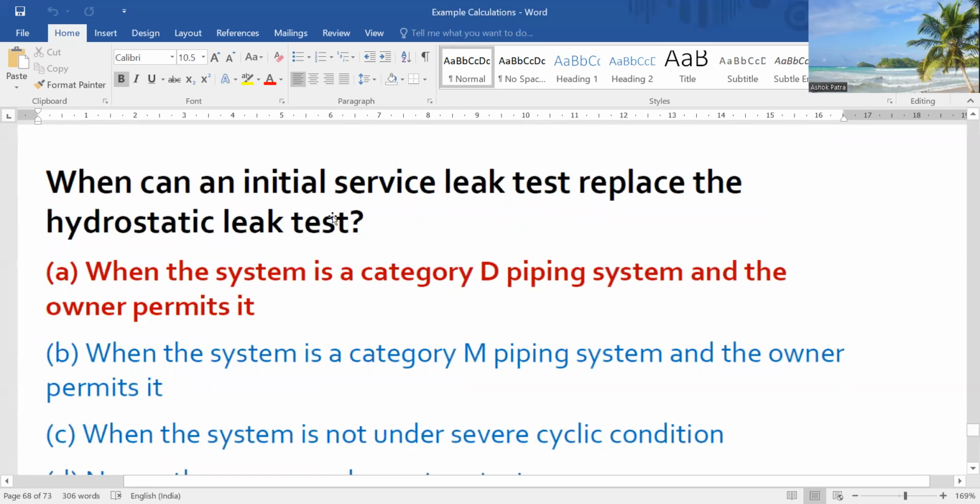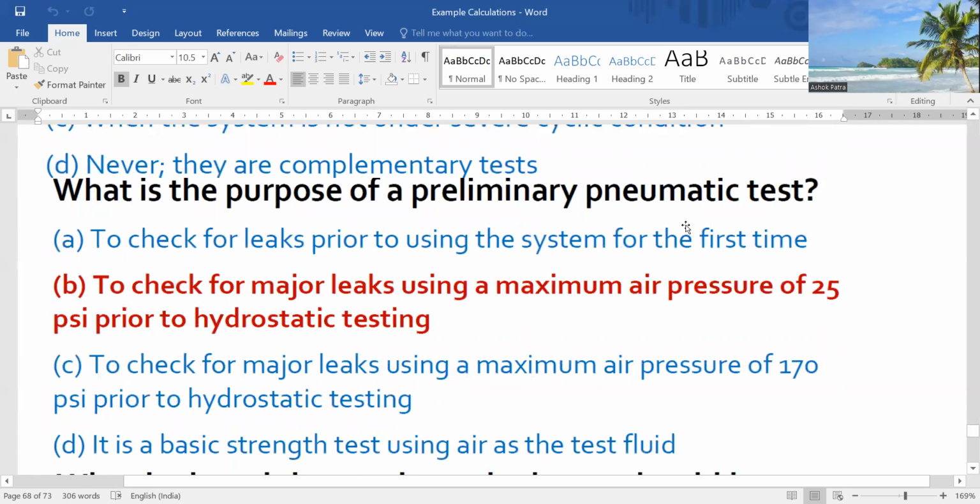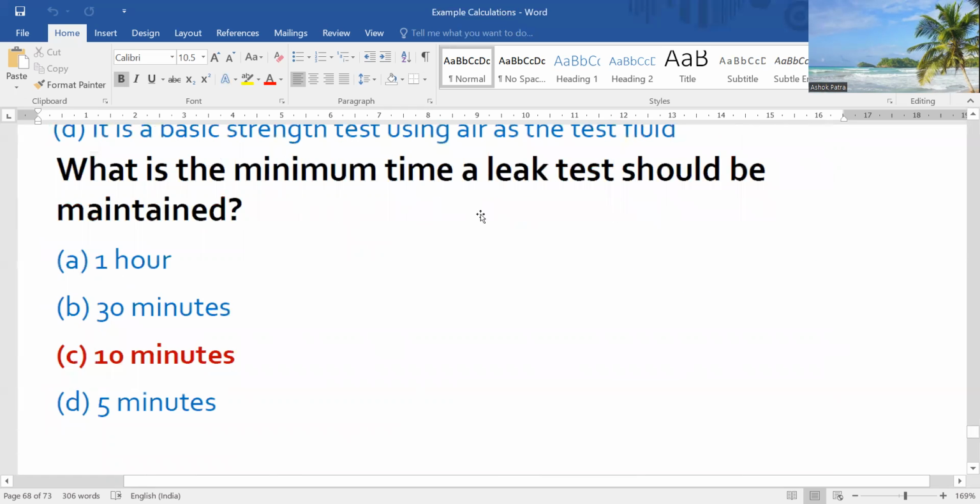When can an initial service leak test replace the hydrostatic leak test? When the system is a category D piping system and the owner permits it. What is the purpose of the preliminary pneumatic test? To check for major leaks using a maximum air pressure of 25 psi prior to hydrostatic testing. What is the minimum time the leak test pressure should be maintained? 10 minutes.